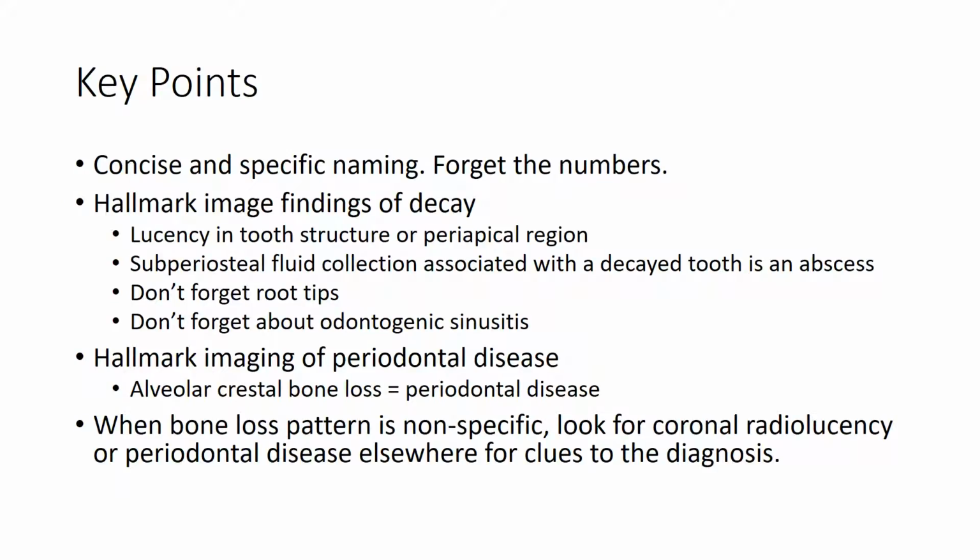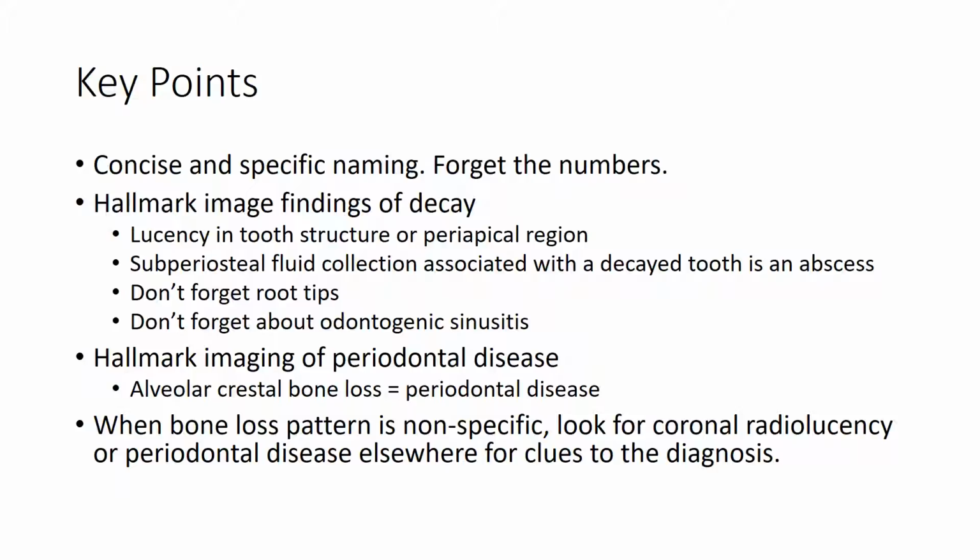So here are the key points for the lecture. When it comes to naming teeth, it's important to be concise and specific, and I'd say forget the numbering system. Lucency in the tooth structure or in the periapical region is a hallmark of decay. Subperiosteal fluid collection associated with the decayed tooth is an abscess, so you should call it as such. Don't forget about root tips because they can be difficult to see. And don't forget about odontogenic sinusitis.